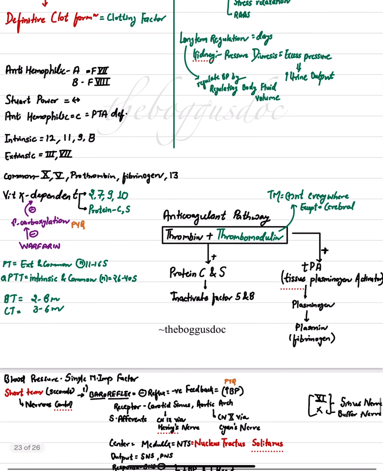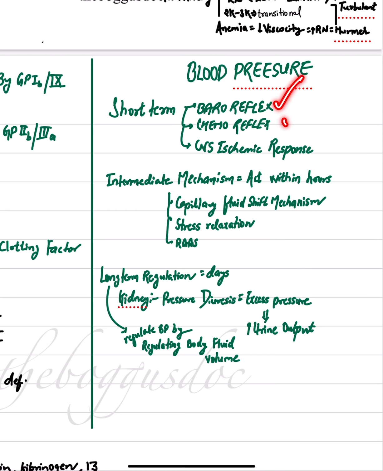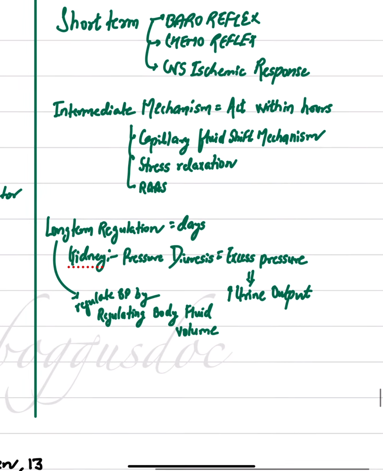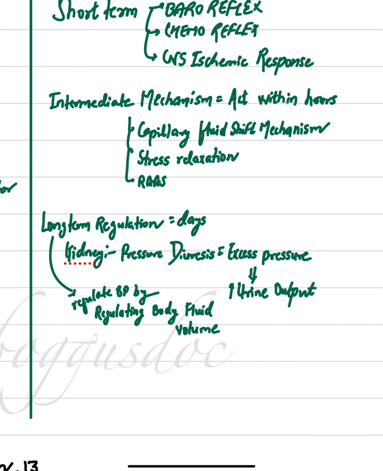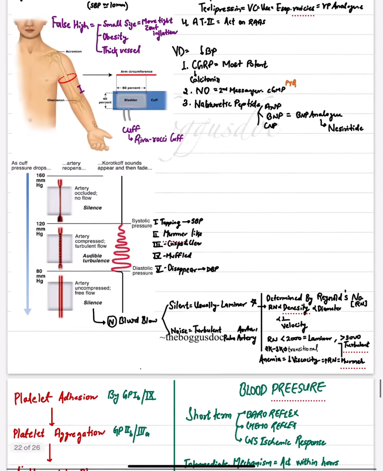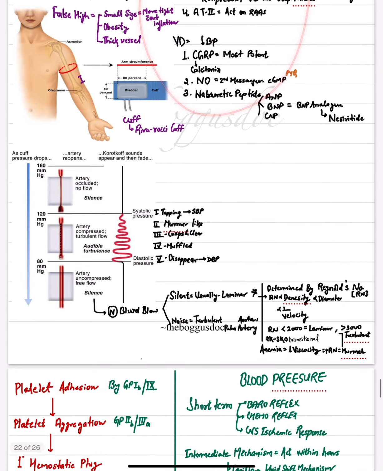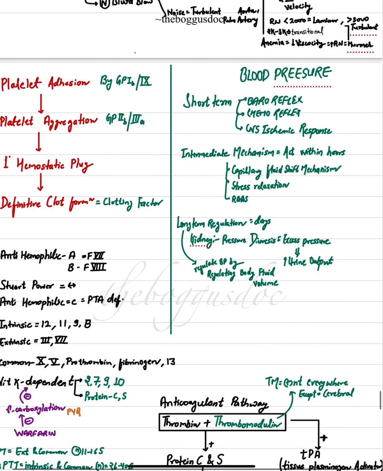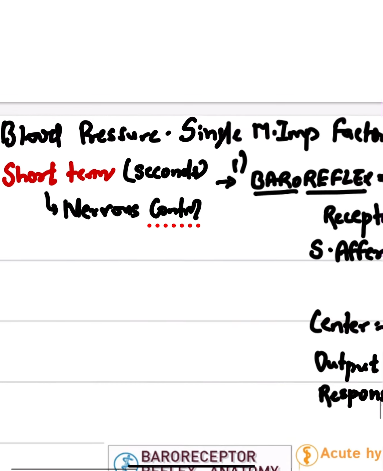Done. After that, we have blood pressure. In blood pressure, we have short-term control by the baroreflex, chemoreflex, and CNS ischemic response. We have intermediate mechanisms acting within hours, like capillary fluid shift mechanism, stress relaxation, and RAS. And long-term regulation acts in days, through the kidney pressure diuresis: if blood pressure rises for the long term, the kidney releases excess fluid by increasing urine output, so it regulates BP by regulating body fluid volume. In the short term we have baroreflex and chemoreflex, which is chemical control of BP. We will start with the baroreflex.